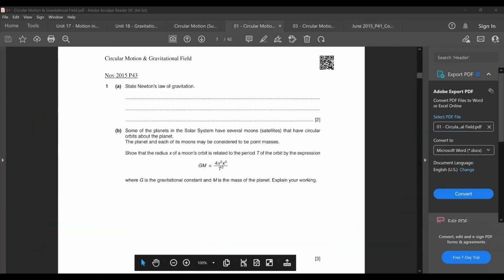All right. Okay, have a look at page 7. This is November 15, P43.